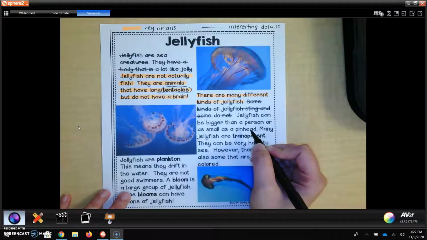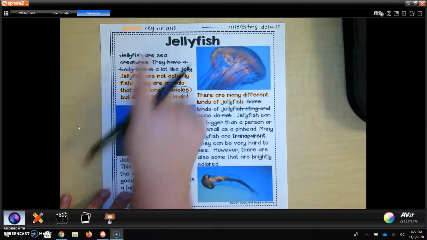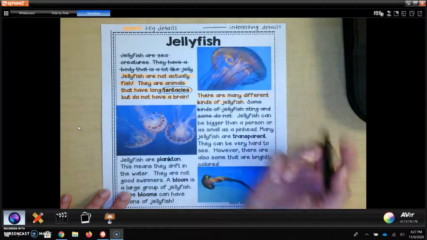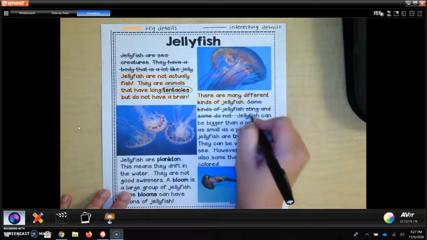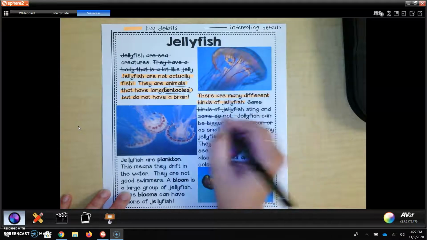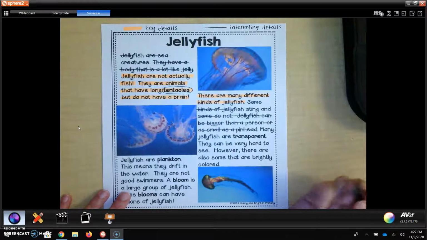That's pretty interesting, kind of cool. It's cool to know that they can be super big or super small. Not a major key detail when I'm learning about jellyfish. That was just something interesting that I learned. And they kind of put it in a fun sentence that they could be bigger than a person when they compared it, or as small as a pinhead. So that's just kind of a fun, interesting fact.